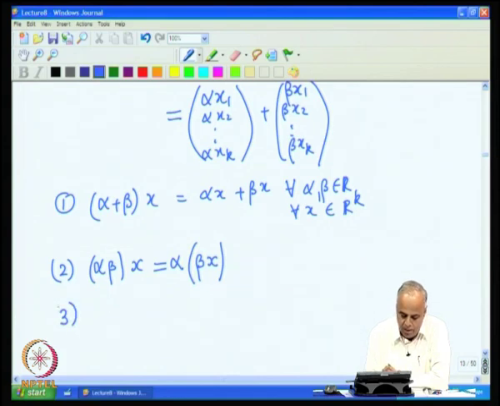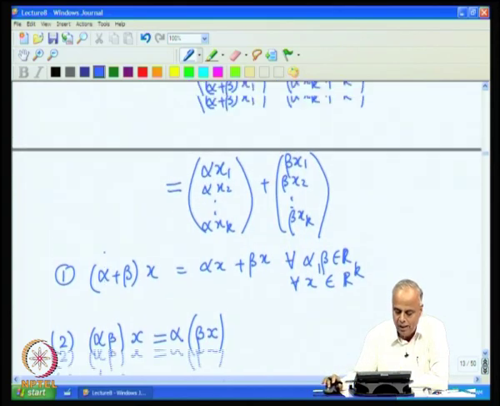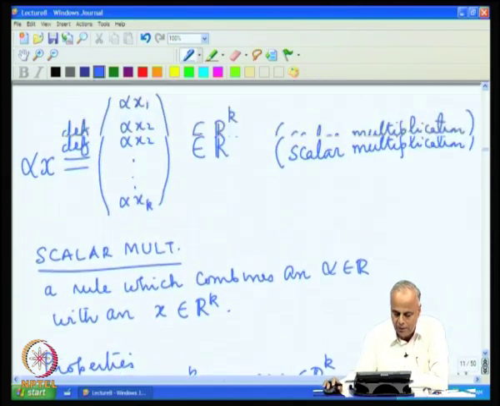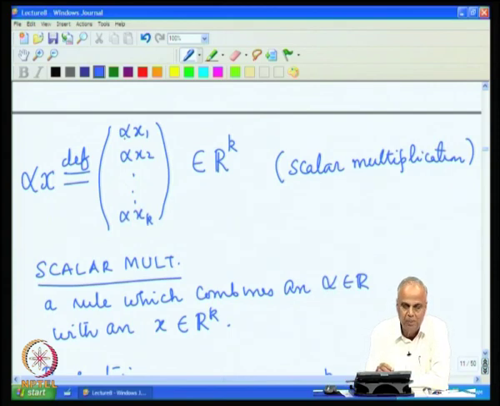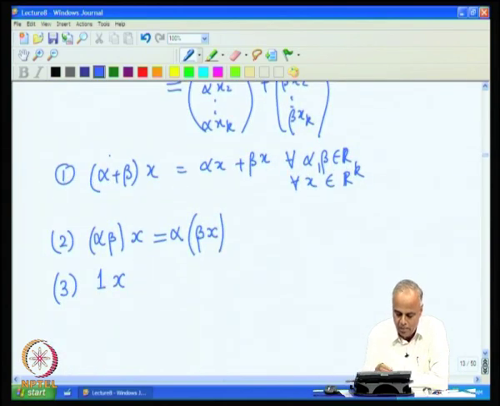And you have the real number 1. If you combine that real number 1 with the element x in Rk, what do we get? According to the law of combination, we must multiply every entry by alpha. Now, alpha is 1, so I will get 1 times x1, but 1 times x1 is x1, 1 times x2 is x2, and so on. So, I get back the element x for every x in Rk.